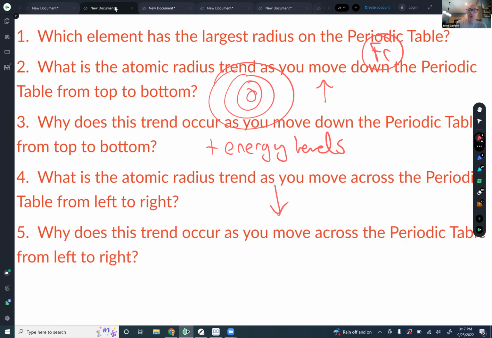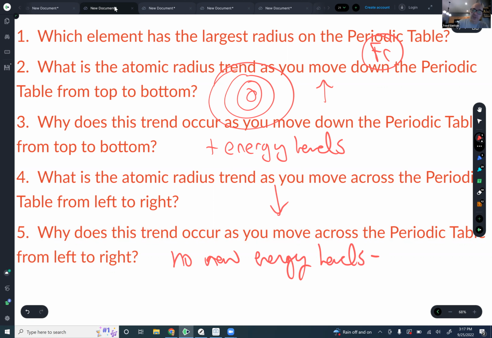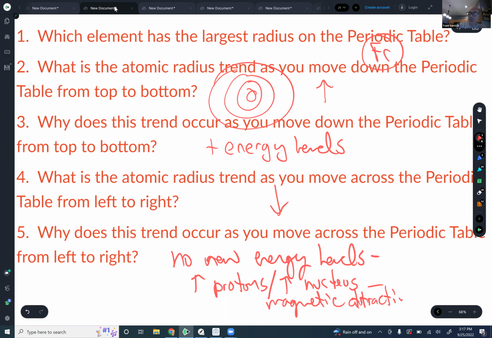Why does this trend occur? It's no new energy levels. However, there is an increase in the protons, which means that there's an increase in the size of the nucleus. And then there is magnetic attraction. So it's a 3-part story here. There's no new energy levels, but there is an increase in the size of the nucleus, and that causes magnetic attraction, which causes the atom to shrink in size.